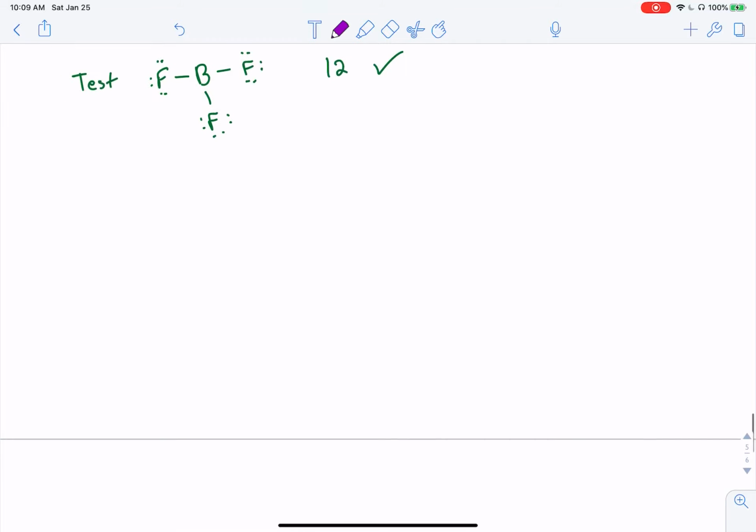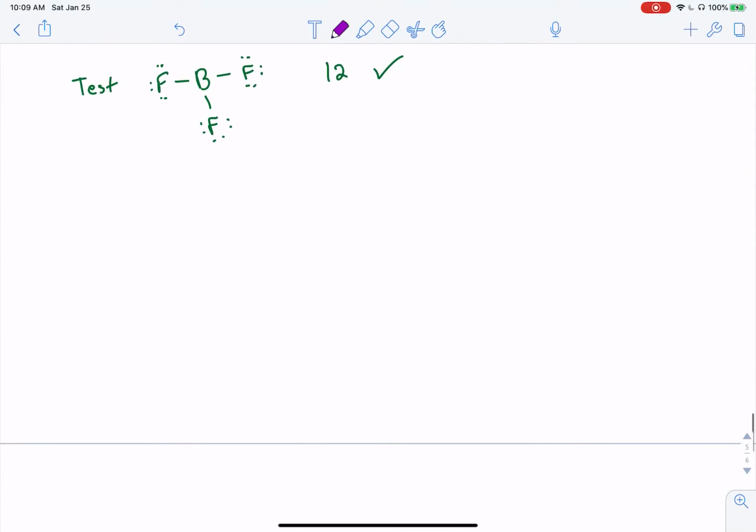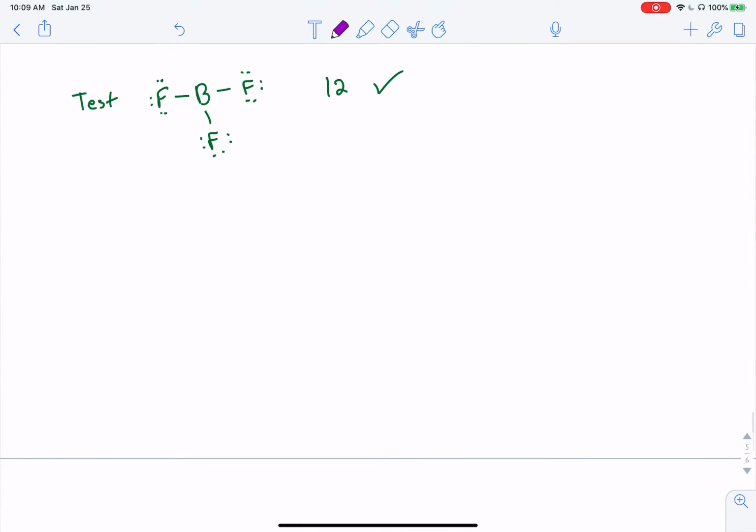Does everyone have this? Okay, electronic geometry and molecular geometry, we need to define those concepts. Electronic geometry is the shape around all electron pairs. So that means that every lone pair counts as a bonding pair in the shape as well.